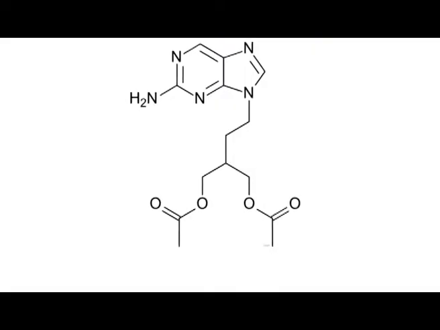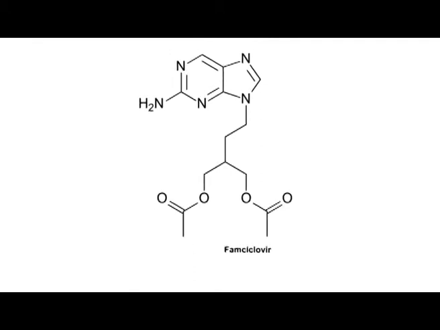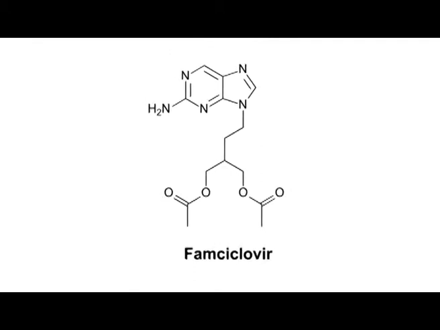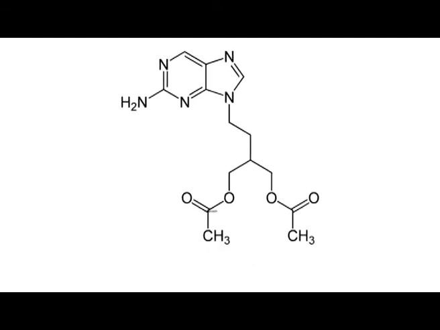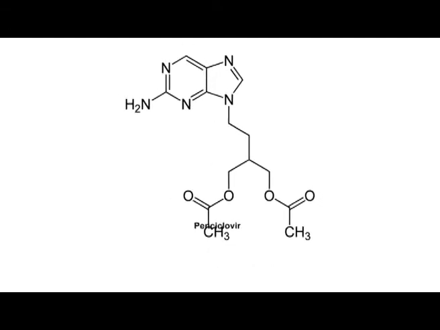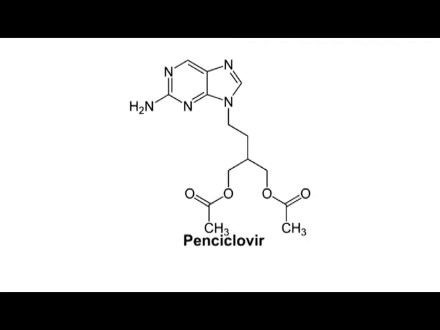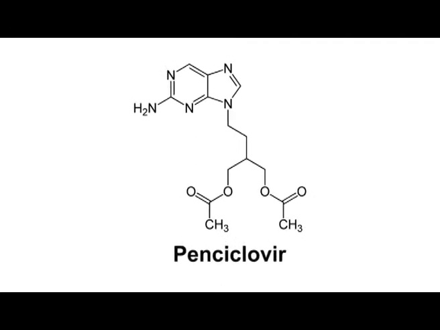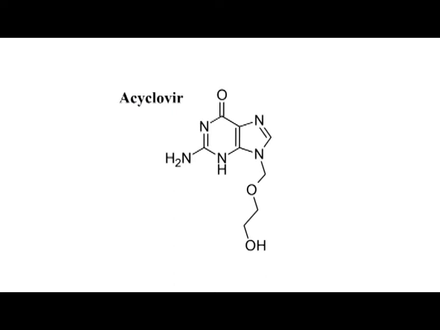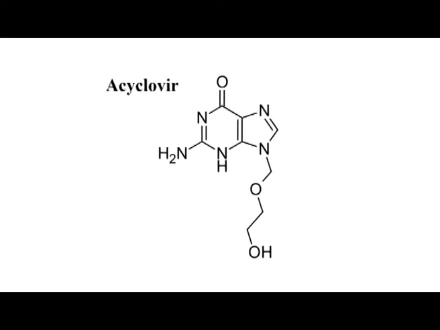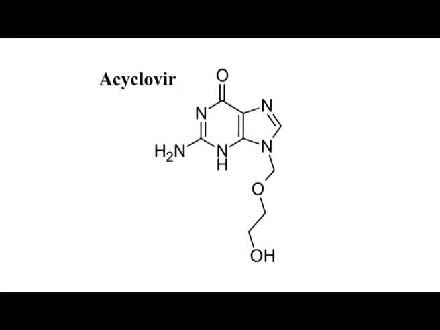Famciclovir. Famciclovir is a synthetic purine nucleoside analog related to guanine. It is the diacetyl 6-deoxy ester. It is a prodrug of penciclovir, which is structurally related to ganciclovir. Pharmacologically, it is similar to acyclovir in that it inhibits viral DNA polymerase.